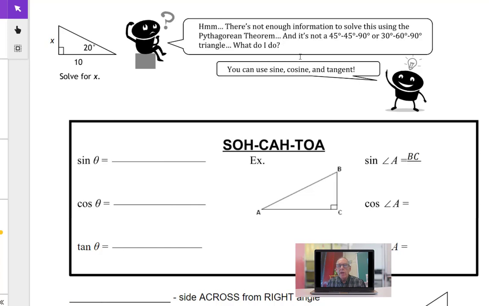But if it's not a 45-45-90 or 30-60-90 degree angled triangle, then we have trigonometry that we can use, which involves sine, cosine, and tangent ratios.